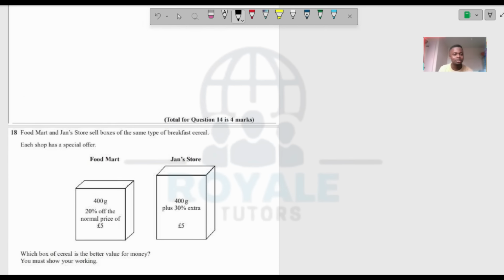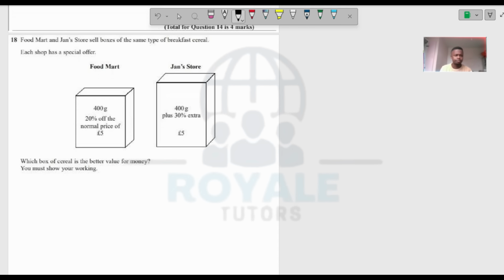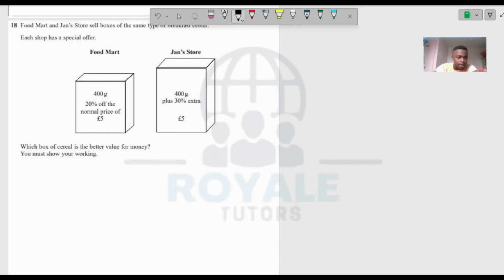So let's go to the next question. This is another question. This is a 4 marks question as well. Let's see. Food Mart and Jan's Store sell boxes of the same type of breakfast cereal. Each shop has a special offer. 400 grams that is 20% off the normal price of £5, and 400 grams plus 30% extra for £5. So which box of cereal is the better value for money?